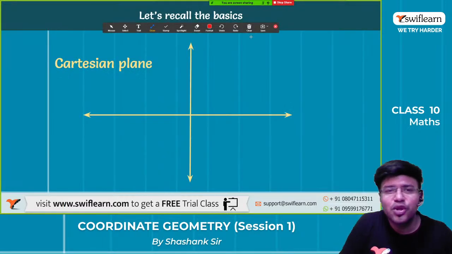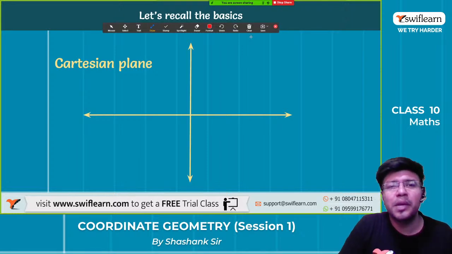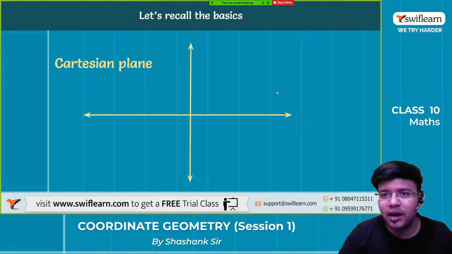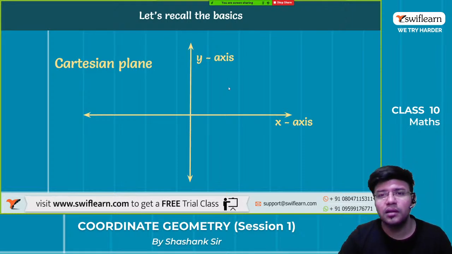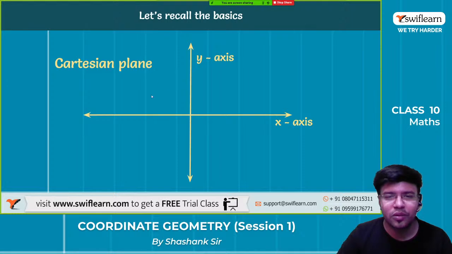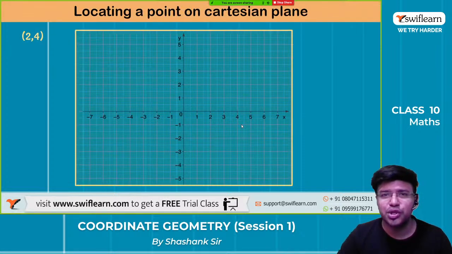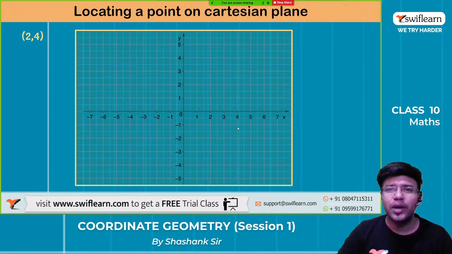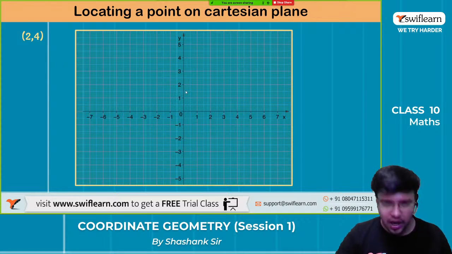In the previous class, you have studied the Cartesian plane. What is a Cartesian plane? It is a two-dimensional plane formed by the intersection of the x-axis and y-axis exactly at the origin. The quadrants formed are the first quadrant, second quadrant, third quadrant, and fourth quadrant. So this is what a Cartesian plane is. Now, locating a point on a Cartesian plane. Let us locate this point (2, 4) on this Cartesian plane.